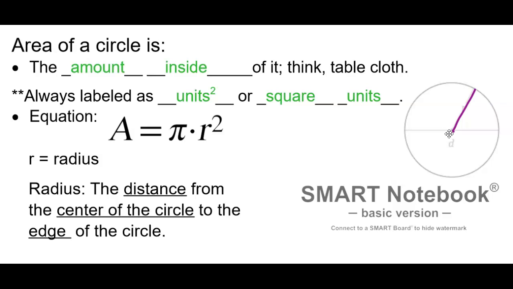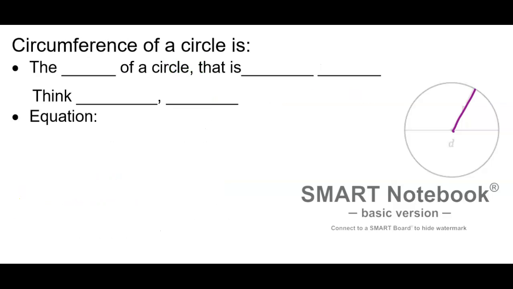So if you look at your notes, that's what you're going to write there. Radius is half of the diameter. But you might want to also write down distance from the center of the circle to the edge of the circle. Okay, so I'm also going to be looking at circumference.